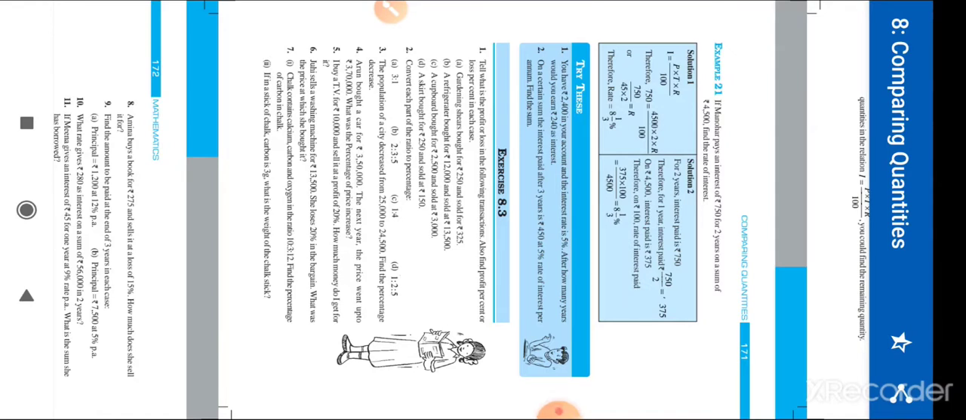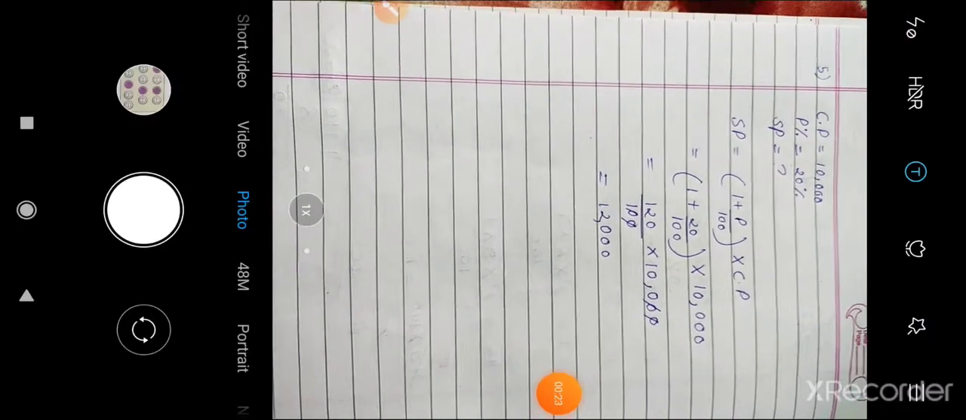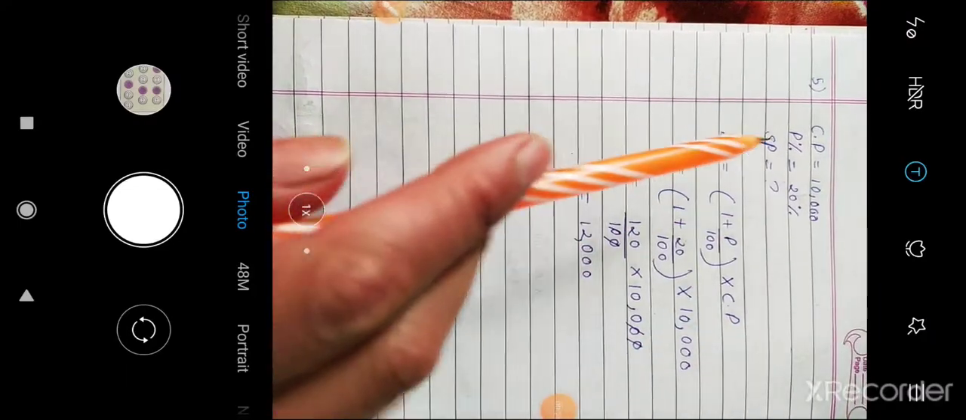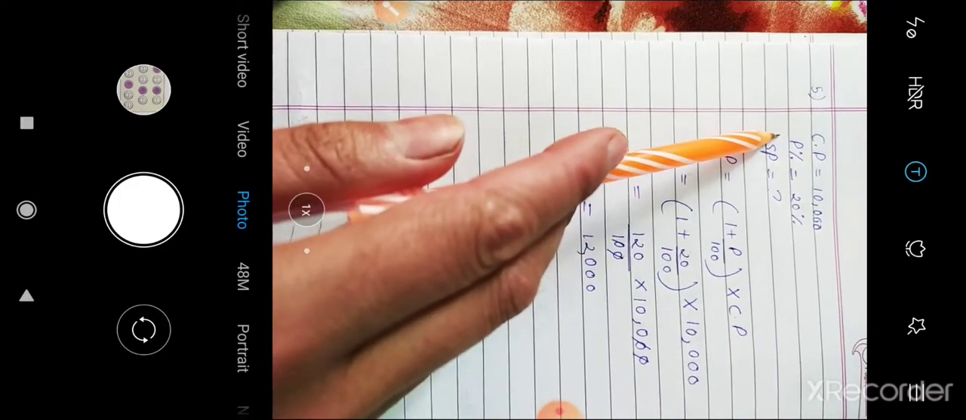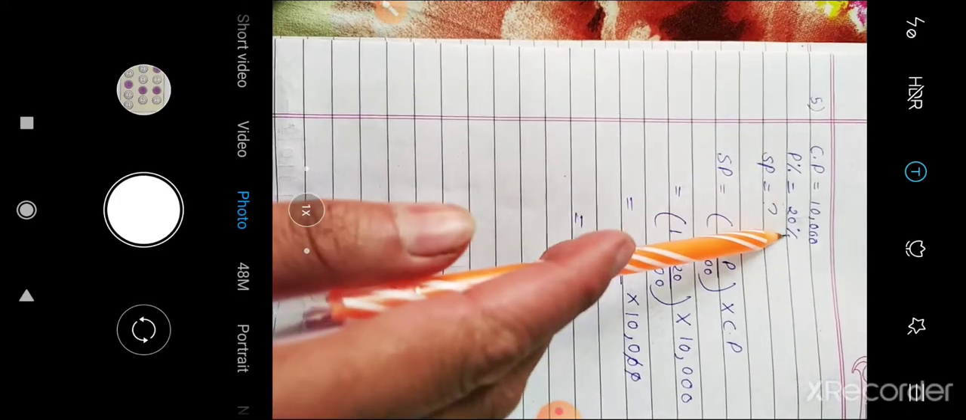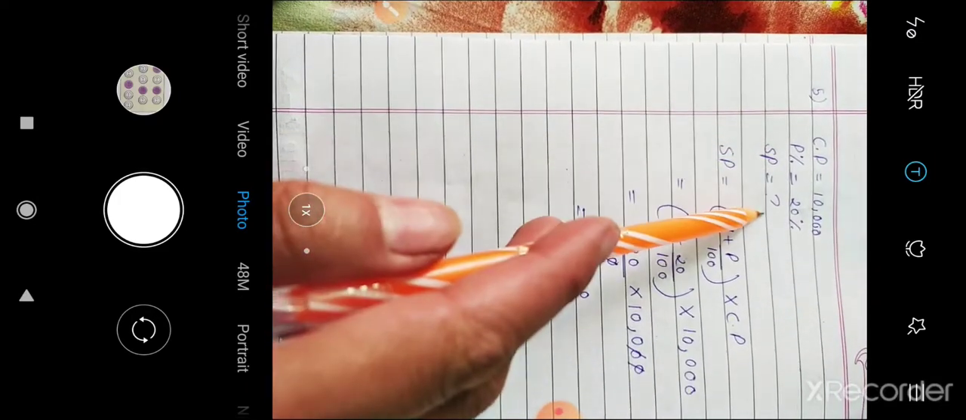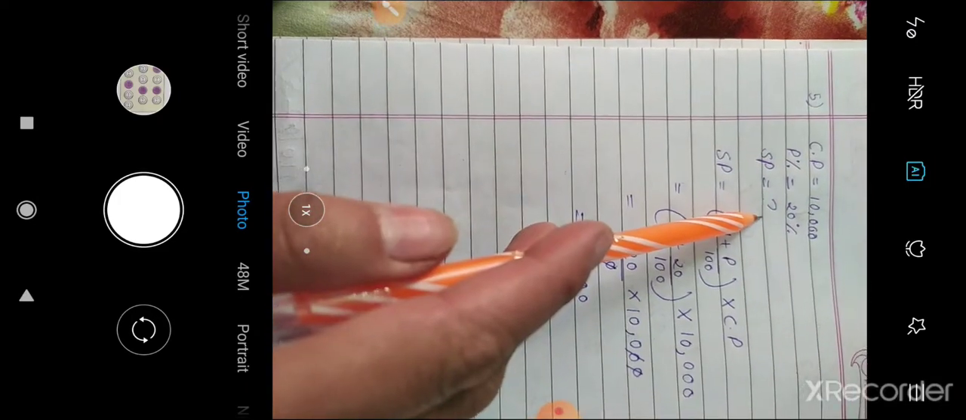Question number 5 is: I buy a TV for rupees 10,000 and sell it at a profit of 20%. How much money do I get for it? Students, it is given in the question that the cost price of the TV is rupees 10,000 and the profit percent is 20%. We have to find out the selling price of the television.